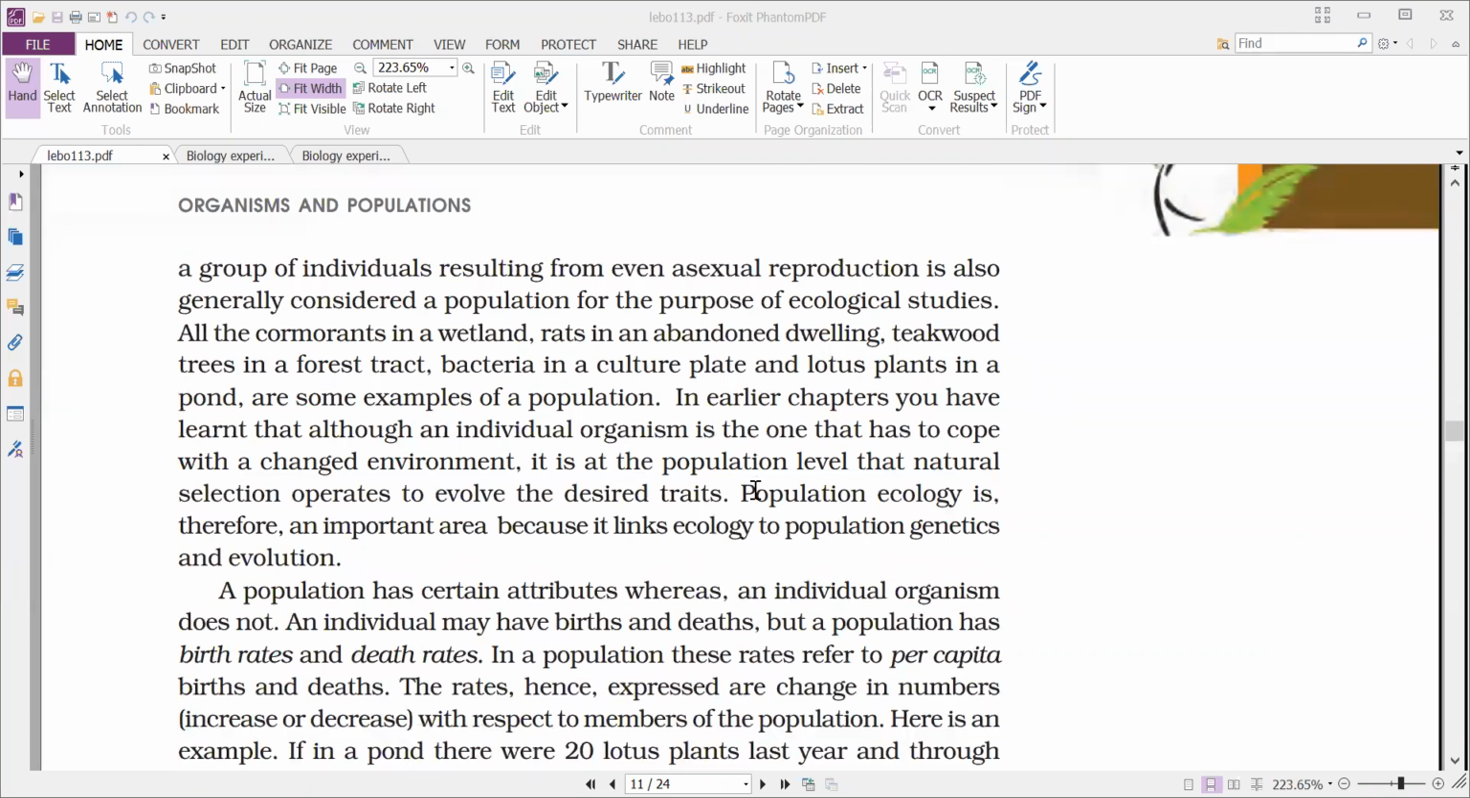Here we can see some of the examples given. All the cormorants in a wetland, rats in an abandoned dwelling, teakwood trees in a forest tract, bacteria in a culture plate, and lotus plants in a pond are some examples of a population.